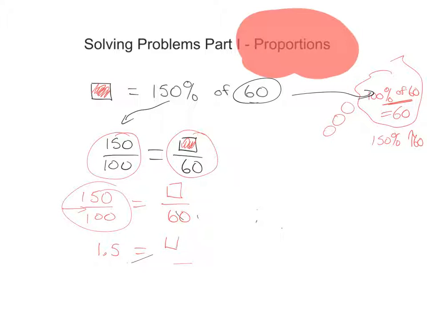And on this side, we've got our box over 60. Now the next thing is, when we're doing algebra, we're always thinking of doing opposites. So what's happening to our letter, or in this case the box? It's being divided by 60. So to get the box by itself, I need to do the opposite.